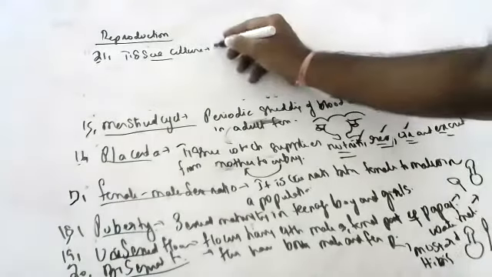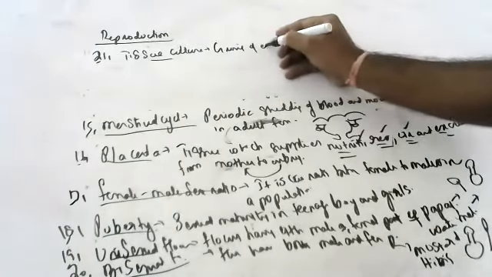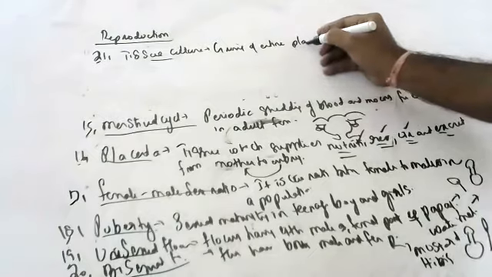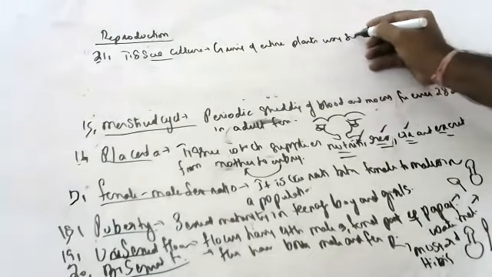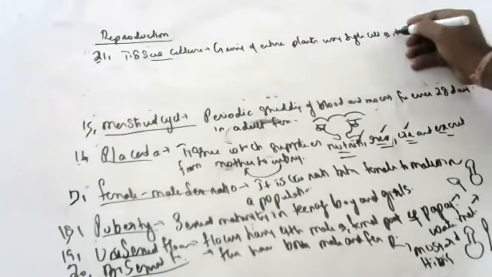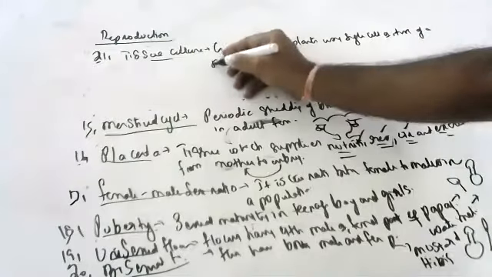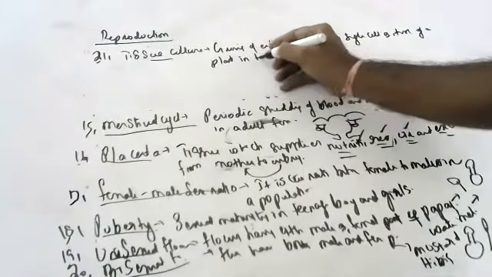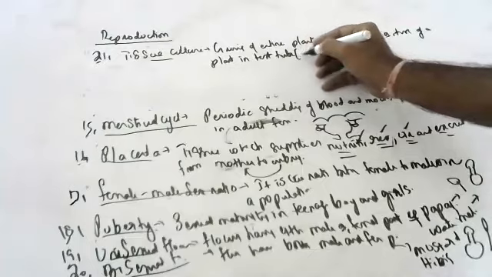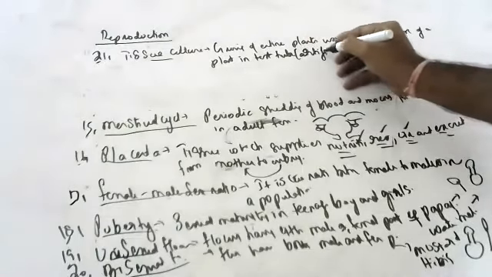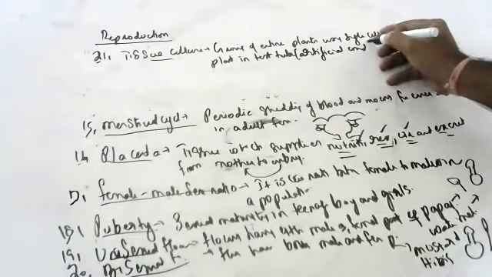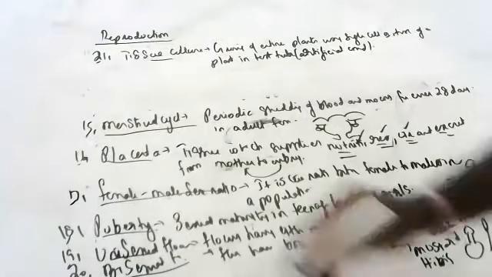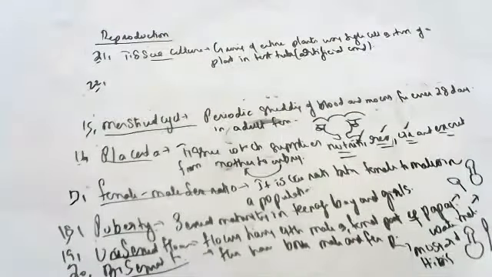It is the growing of an entire plant using a single cell or tissue of a plant in a test tube, in artificial conditions. Test tube means artificial conditions. Growing an entire plant in a test tube using a single cell or tissue is called tissue culture.